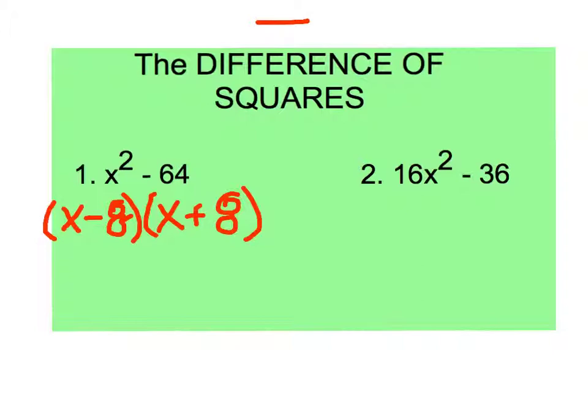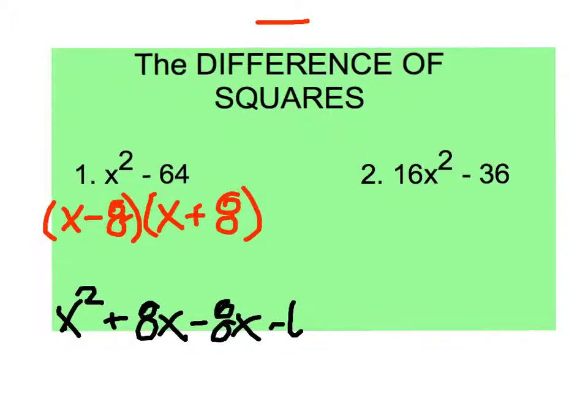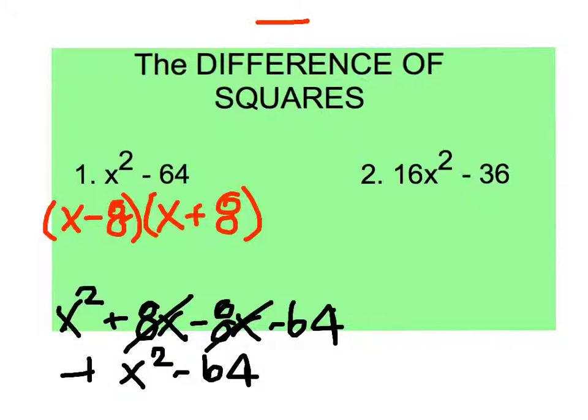To check my work, I can always go back and use FOIL. So my answer's in red, but my check's going to be in black here. X times x is x squared plus 8x minus 8x minus 64. Now you'll notice when I have two binomials that are pretty much identical, except one has plus and one has subtraction in it, what's going to happen here when I use FOIL is my two middle terms are going to cancel out, leaving me with x squared minus 64. This is what I originally started with, so I know that I factored my answer correctly. So this is my final answer.